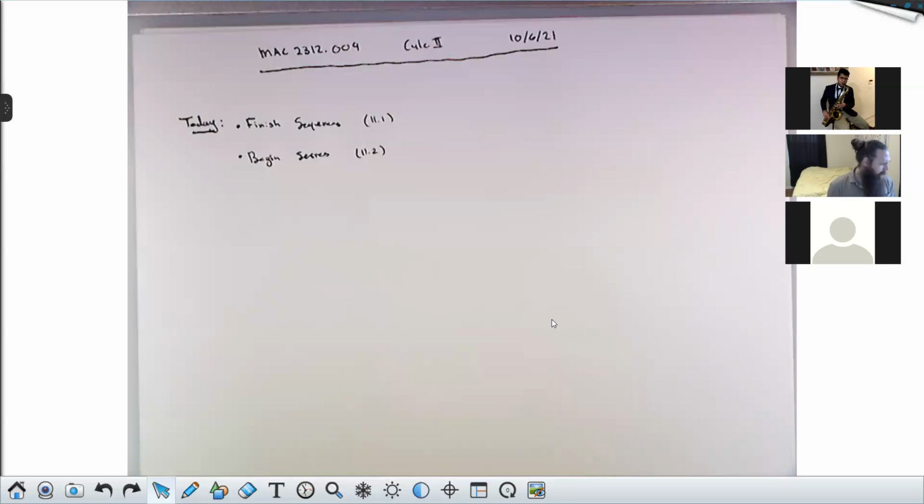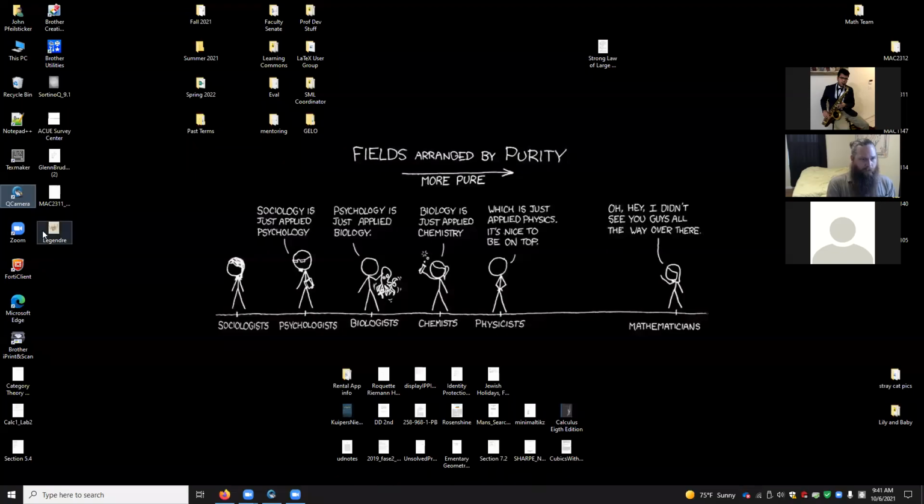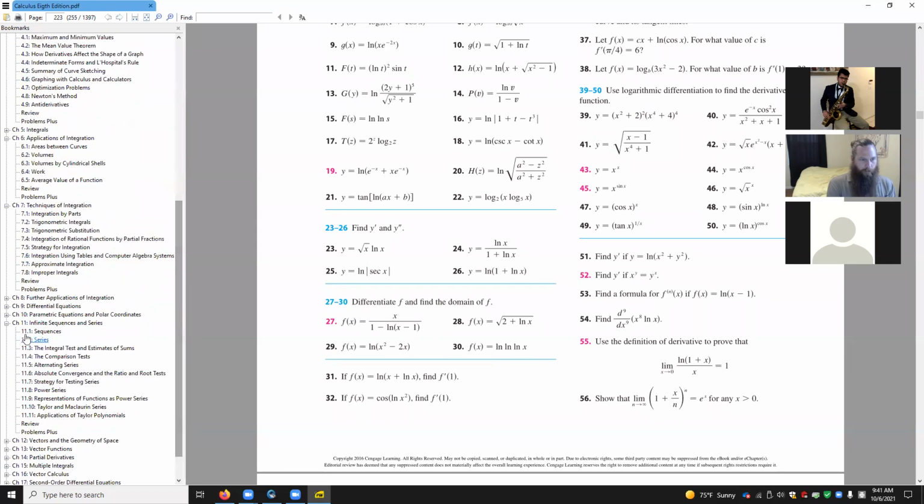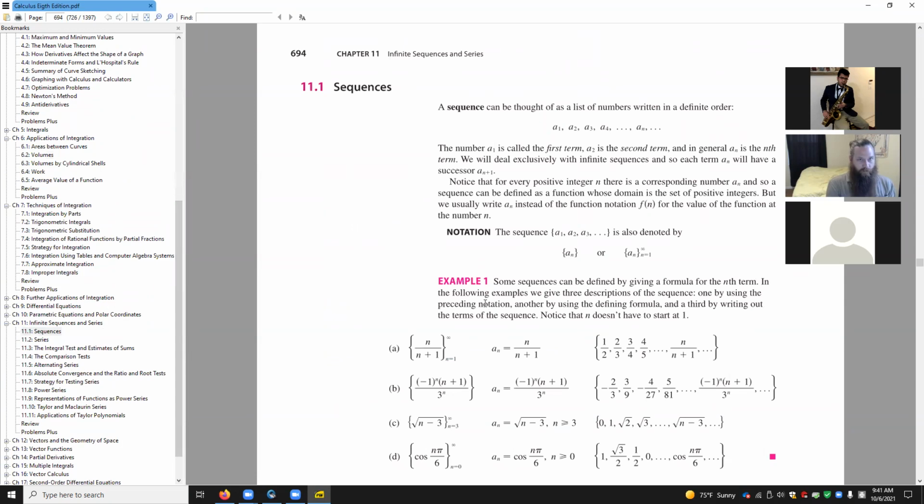So sequences, last time I gave you a few theorems. We didn't get to play with them very much, so let's play with them a little bit. Let me pop open your textbook just to make sure I'm not missing anything. Okay.